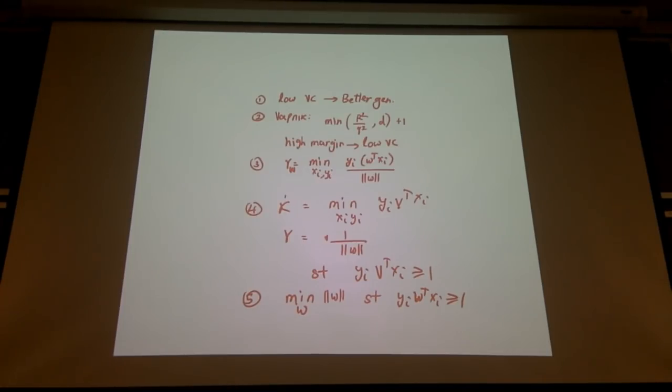And for me, this is one of the coolest things about the SVM. There is no arbitrary choice here. Everything goes back to a theoretically motivated definition that you can trace back all the way to learning theory.